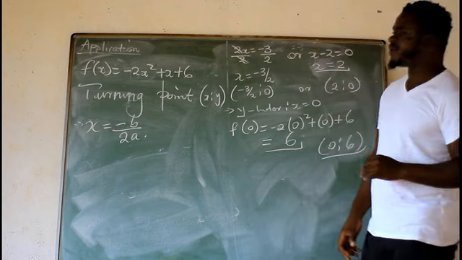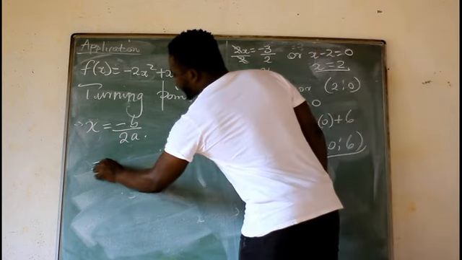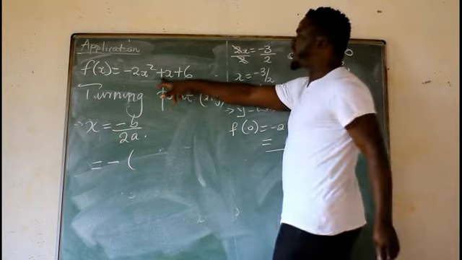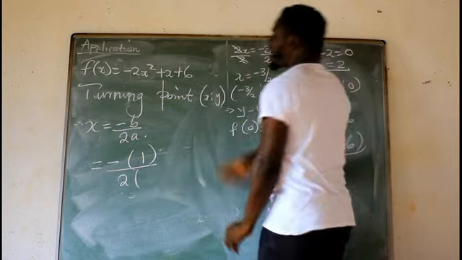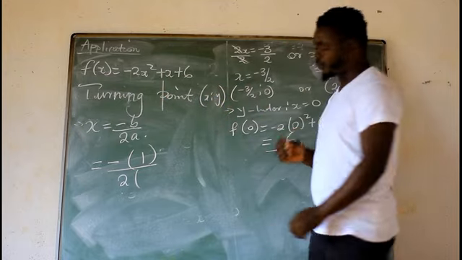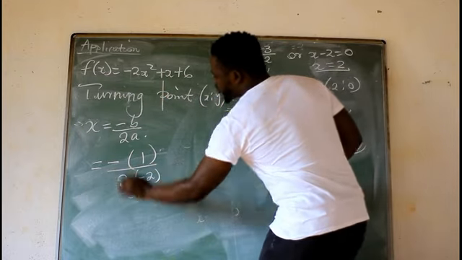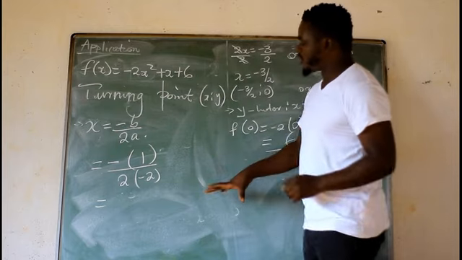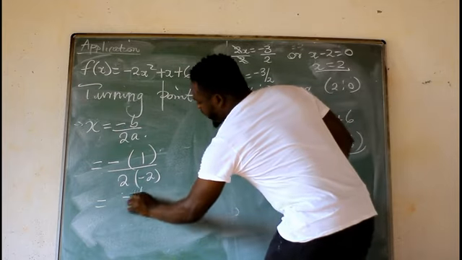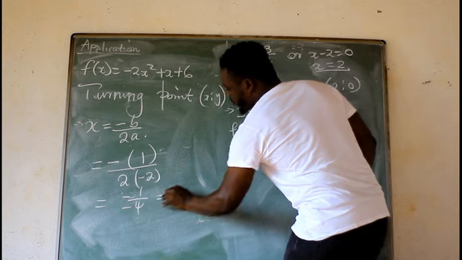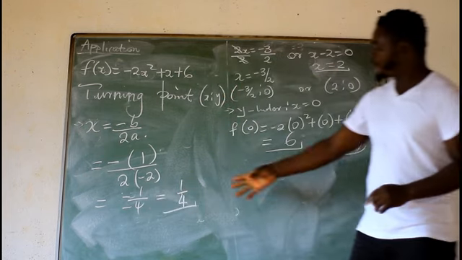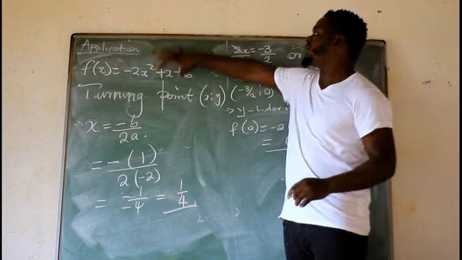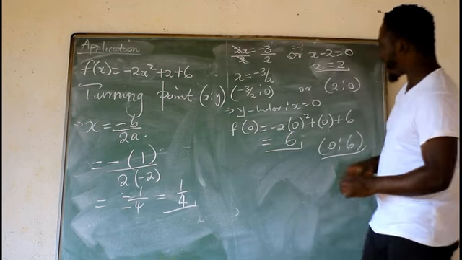x equals minus b over 2a. Then you're going to have negative. Your b here is 1, divided by 2 times your a, which is negative 2. Then it's going to be negative 2. If you use your calculator, you're going to have negative 1 divided by negative 4, which equals 1 over 4. That is the x value of the turning point of that graph.